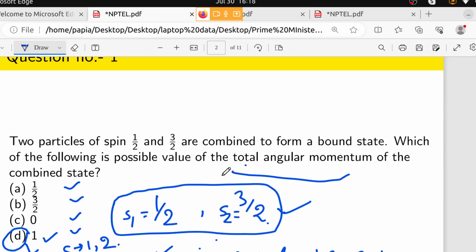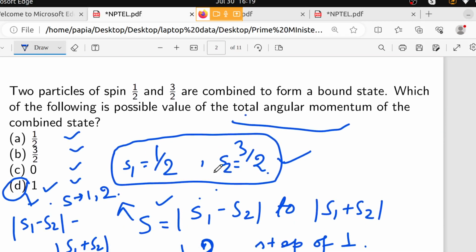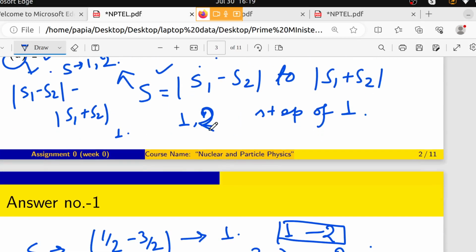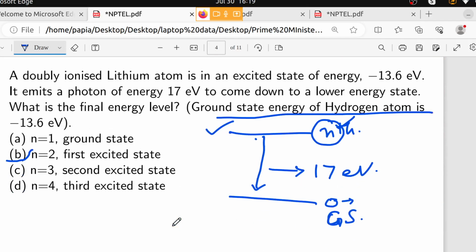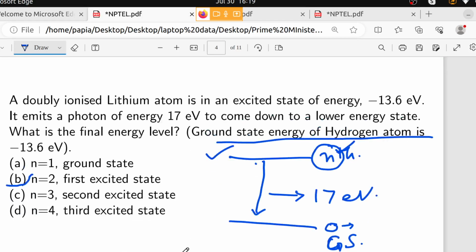I'm just scrolling down again so that you can have an idea of what the questions were. This is the H1 and H2 question, H1 minus H2 to H1 plus H2. Then the second one is the excited state of energy, from how much to how much they are jumping, and how much energy is released from that.